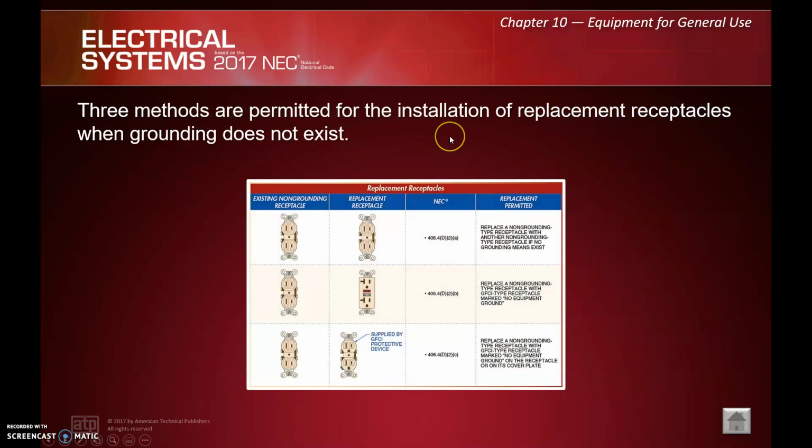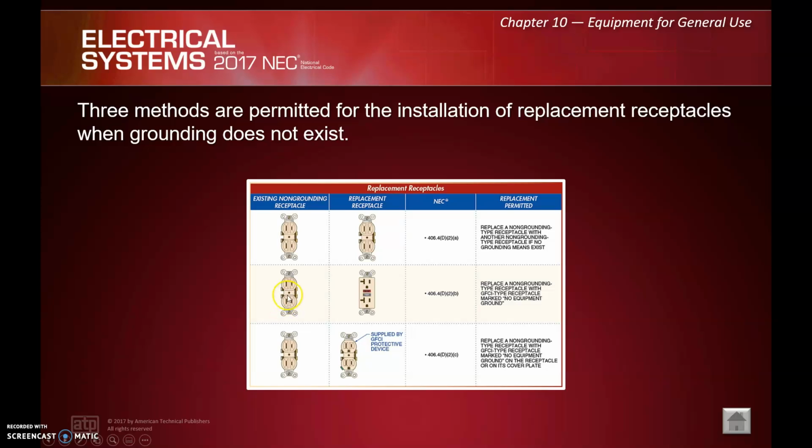Three methods are permitted for the install of replacement receptacles when grounding does not exist. It's a good one. Again, in year one, I know you guys hit it pretty hard, but essentially you've got the old two-prong outlets. We don't want that. We want a grounding outlet, the three-prong outlet. So your first option is to replace it with another two-prong, another non-grounding. Well, that seems like a waste of time.